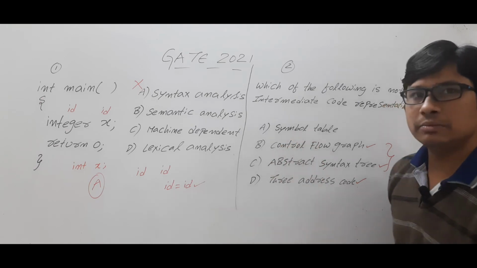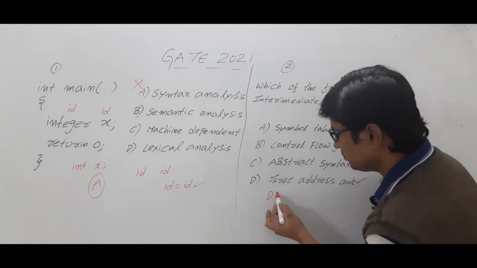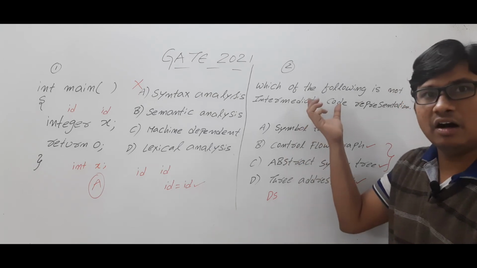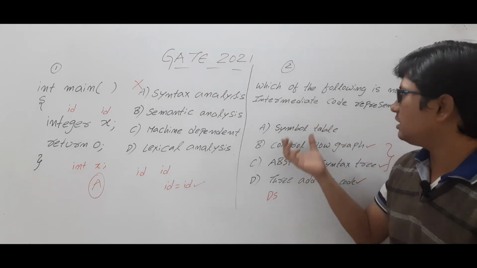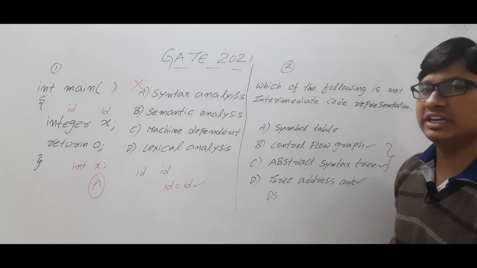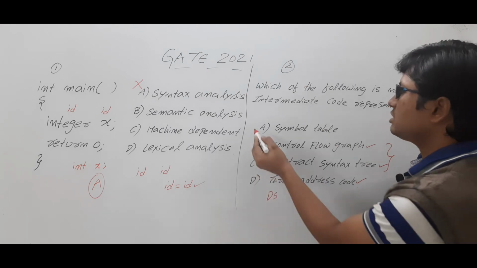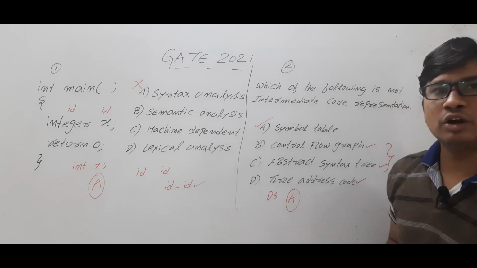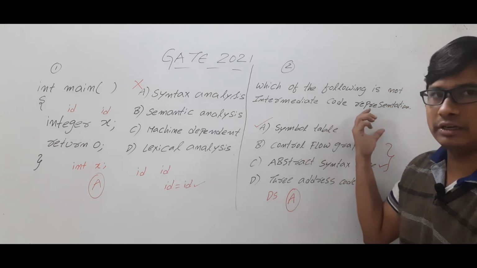Coming to the symbol table, it is a data structure. Okay, we will use the symbol table in all the phases of the compiler, but it is not a representation of an intermediate code. So this one is the right answer. A: symbol table is not a representation of the intermediate code.